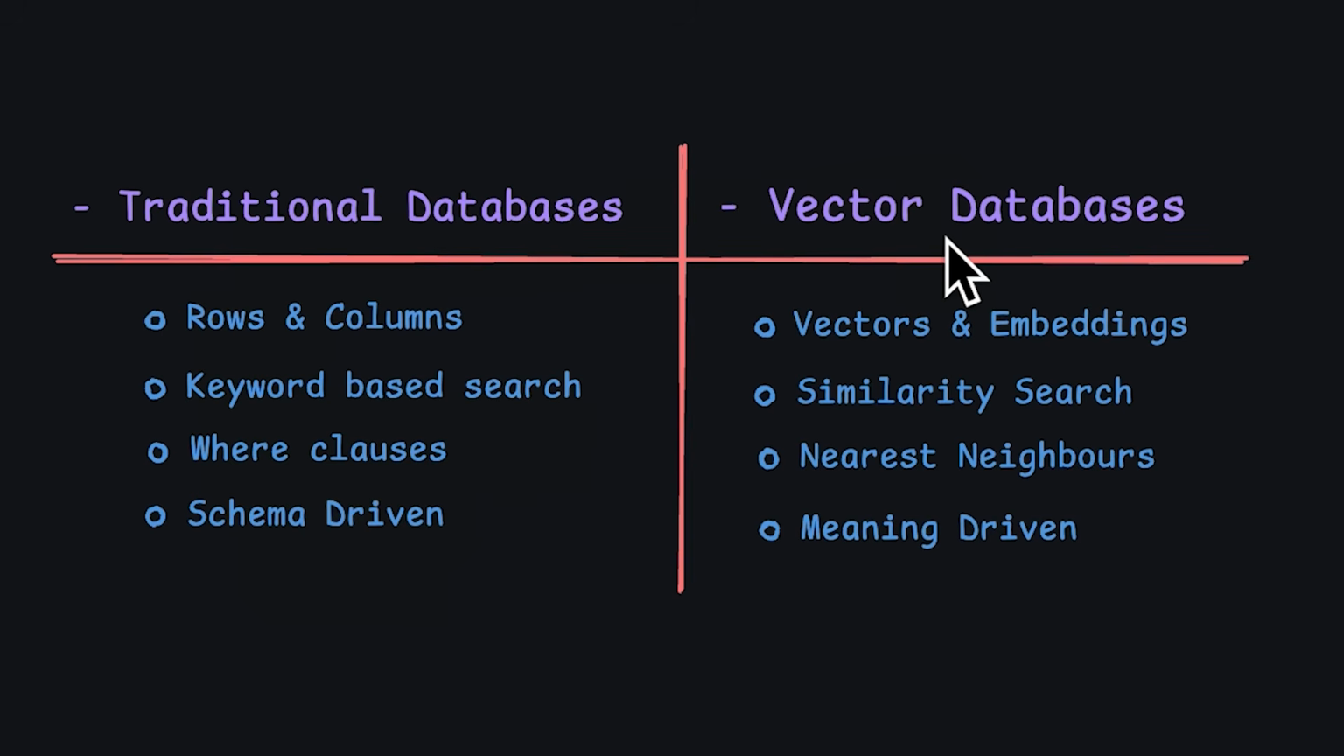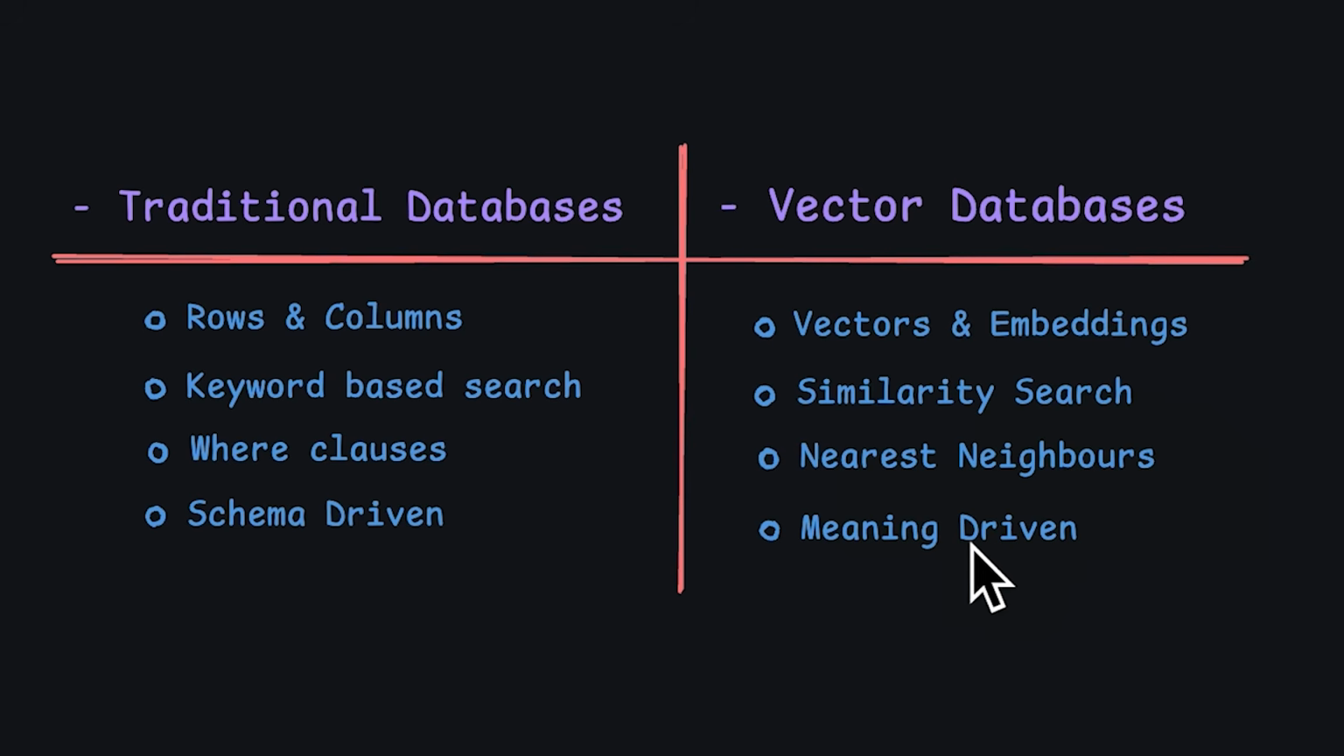Whereas the vector databases can store vectors and embeddings. What are vectors and embeddings? We'll cover in the later lectures. And so vector databases can store these vectors and embeddings. They can perform similarity search, again a new jargon which we will cover later. And they use nearest neighbor search algorithms, again something we will cover later on, and how they are used to perform similarity search.